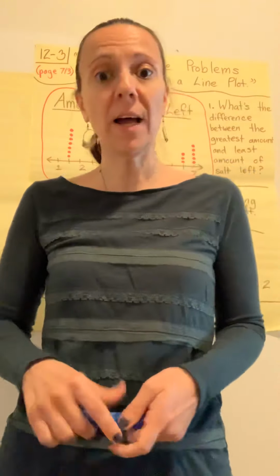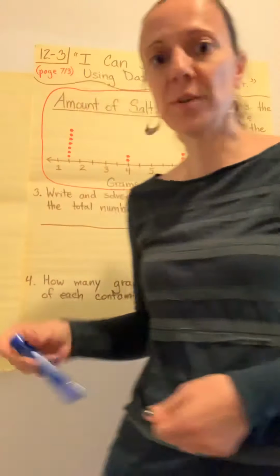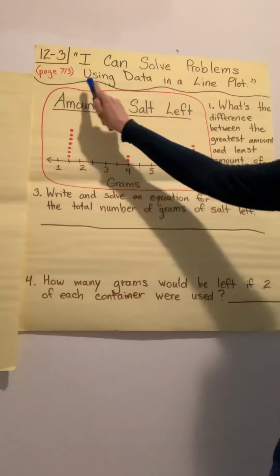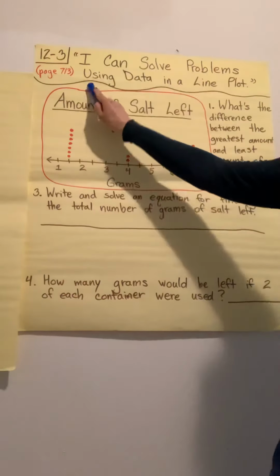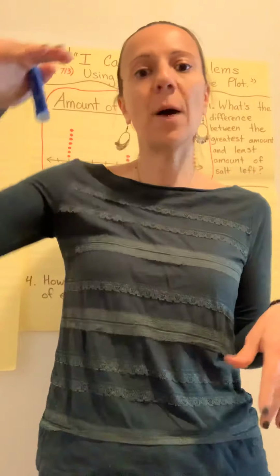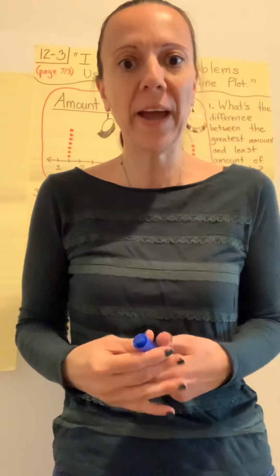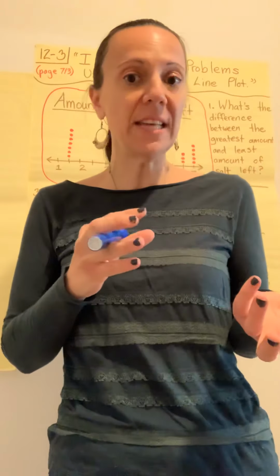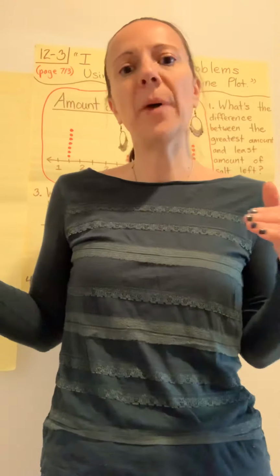Today we're going to be working on lesson 12.3, which, as you can see on the chart, is all about solving problems using data in a line plot. For the last couple days, you've been working on making your own line plots and answering questions about line plots, but they've been relatively simple questions where you're either looking at the numbers in the data and counting up how many people answered a certain way, or you're looking at the total number of people who answered, where you're either counting the data or you're looking at the bottom for a certain value. Now we're going to be talking about more complex problems and how you might solve them.